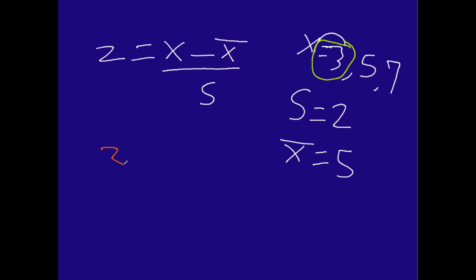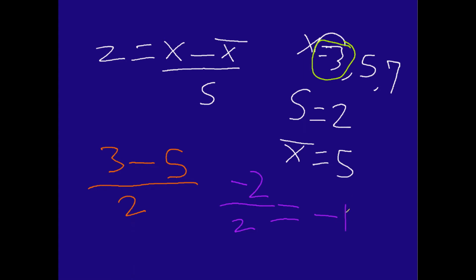I take 3, that's my x value, minus my mean, which of course is 5, and I divide all that by 2. All right, so what do we have here? 3 minus 5 is going to be negative 2, divided by 2, and that gives us a z-score of negative 1.